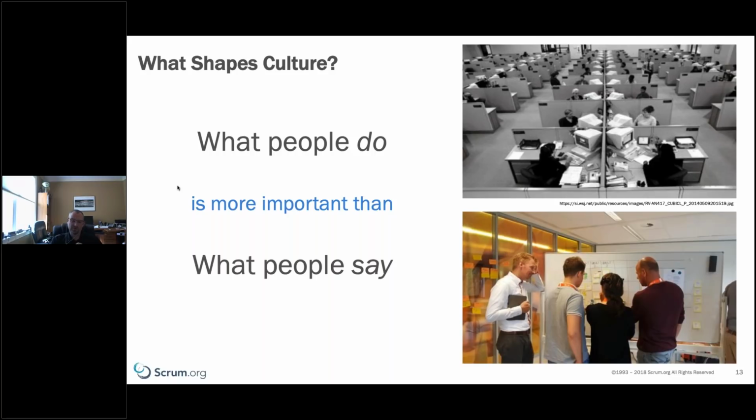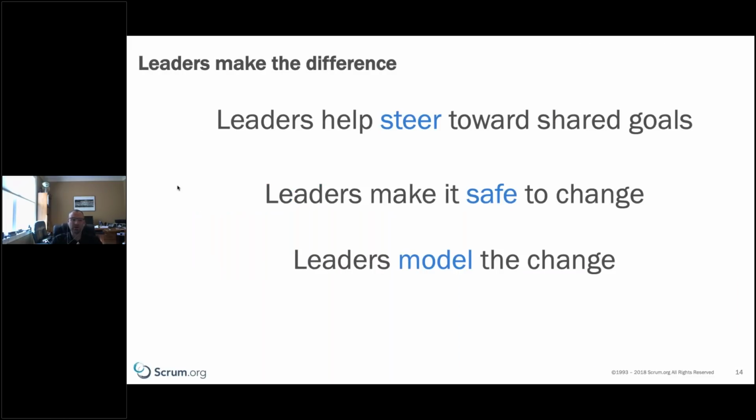And if people work together, it doesn't always matter how they're working together. Let's enable the teams to make those decisions and how they're going to do that. Allow the teams to work together, empower the teams to work together, and keep moving forward. Leaders make the difference, right? Leaders help to steer toward those goals, but they make it safe.